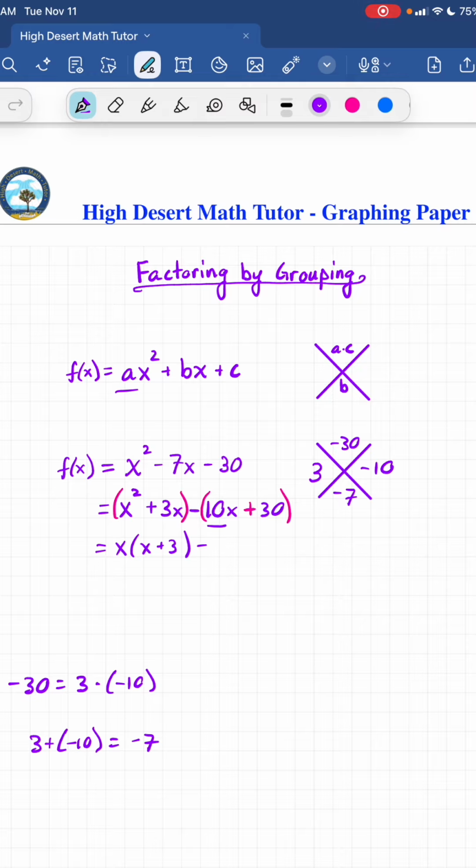Now we look at what this term and this term have in common. They both have a factor of 10, so we take out a factor of 10. What's left is x plus 3.